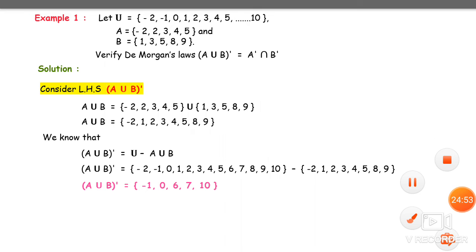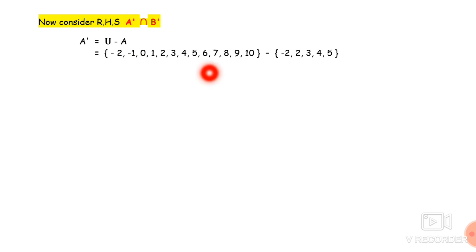Now taking the right hand side. The right hand side has A complement intersection B complement. We have to find the intersection of A complement and B complement. It means we should have A complement first and then B complement. So finding A complement first, we have to subtract set A from the universal set. Universal set minus set A. Write down the universal set first and then set A. All the common elements will be cancelled out and the remaining elements of the first set will be written only.